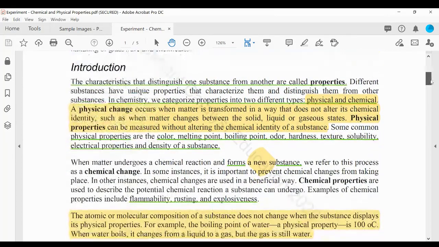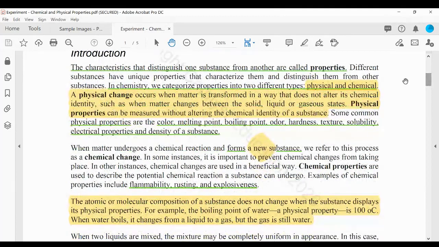Here is the write-up of your experiment. I'm going to go over the main areas that I highlighted. It says that each substance is different. The characteristics that distinguish one substance from another are called properties. If you have the periodic table, each element is different from the other. If you take a piece of gold, it looks different than table salt.